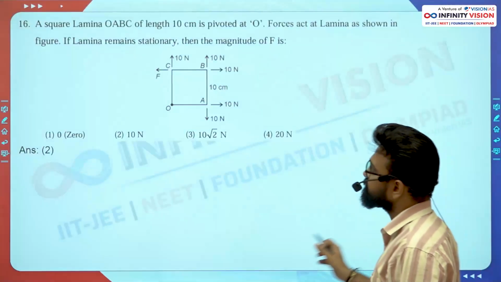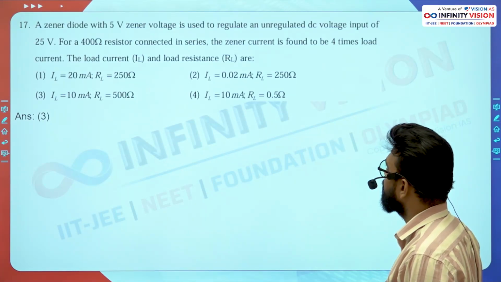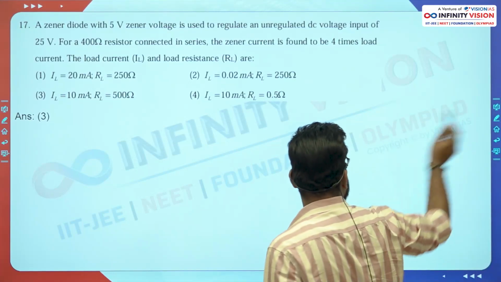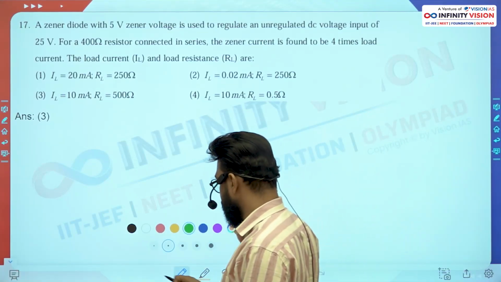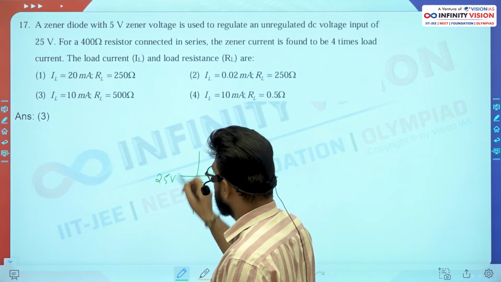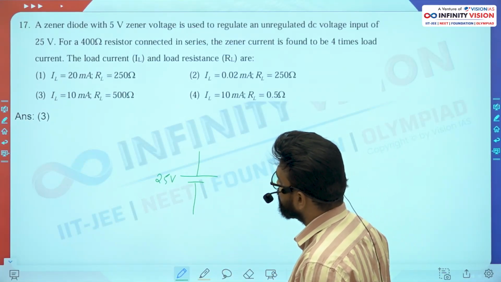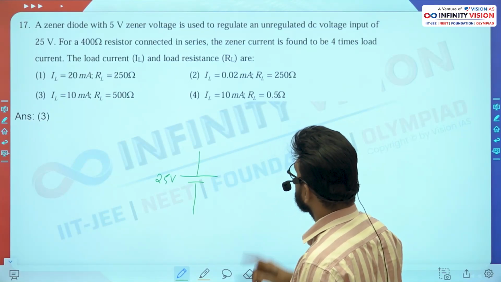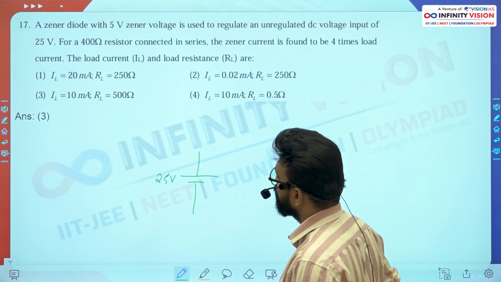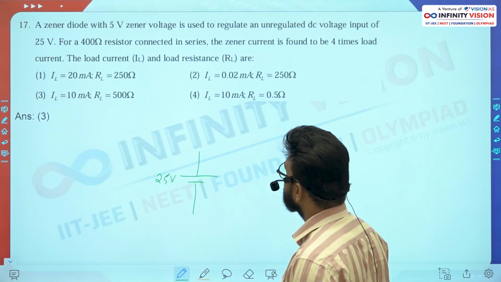Next, a Zener diode with 5 volt Zener voltage is used to regulate an unregulated DC voltage of input 25 volt. You have to regulate a DC voltage of 25 volt using a Zener diode of 5 volt. For a 400 ohm resistor connected in series, the Zener current is found to be 4 times the load current. So Zener has 4 times the load current. The load current IL and the load resistance RL is?